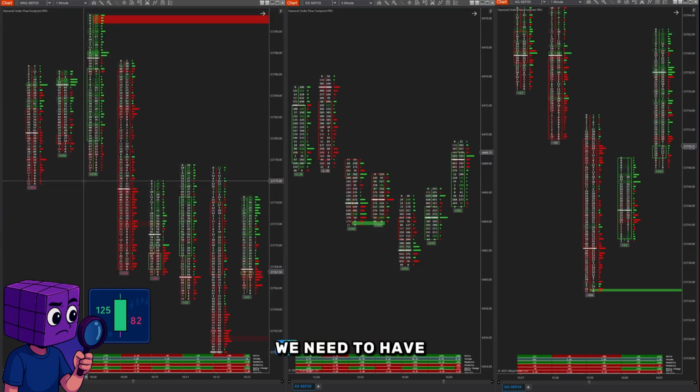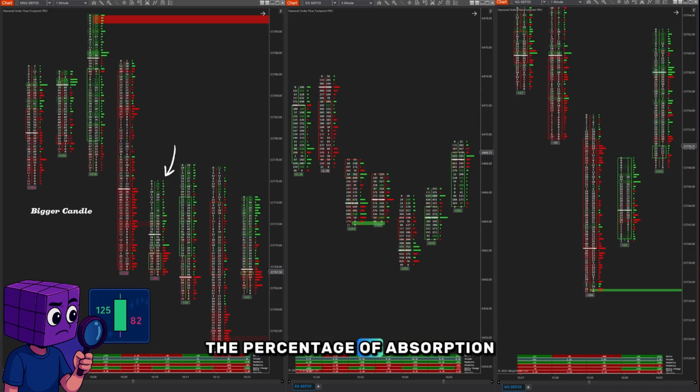And also, we need to have a real movement away from that level. That means we are avoiding little candles. Because look, here we can see 3 levels of imbalance, but this candle is too small compared with this one. So we are filtering the volume, the number of contracts, the percentage of absorption, and also the size of the candlestick. This removes a ton of noise and helps you focus only on what really matters.